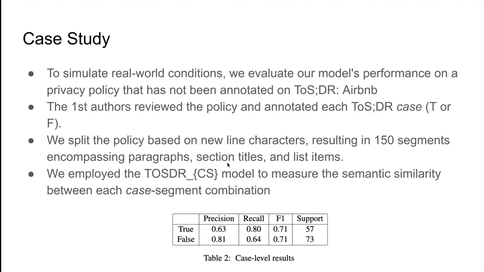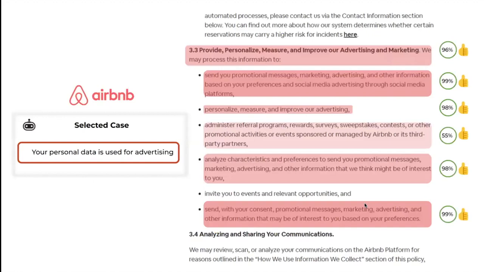And then we applied the combined sampling model to measure the semantic similarity between each case and segment combination. And here we found a precision of about 0.63, recall of 0.8 for the true class, and precision of 0.81, and recall of 0.64 for the false class. And this is how the model could be deployed.